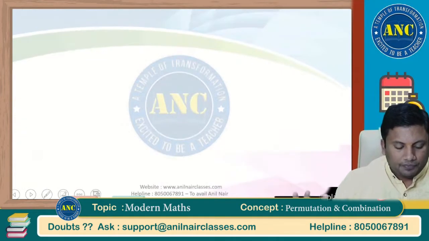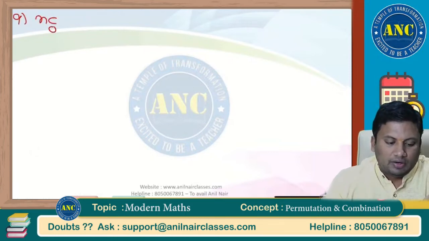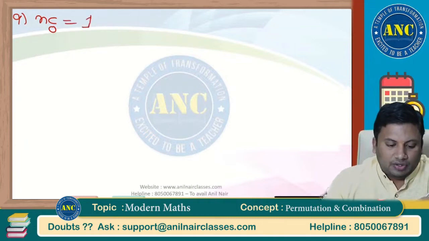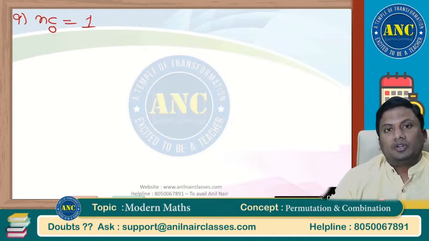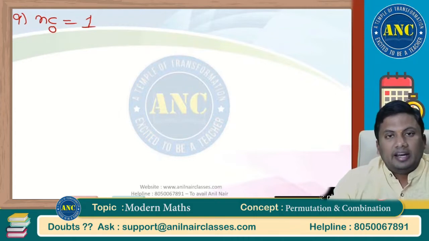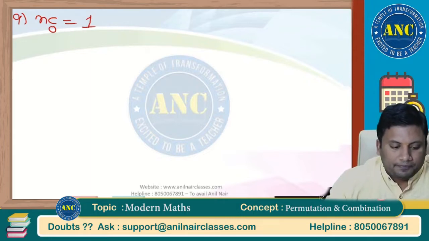Next one, ninth one. Another important property: NC0. Suppose there are n students sitting in class and I am not selecting any student. There is only one way. I entered into the class and said, how many students got greater than 95 percentile? None of the students got greater than 95 percentile, and I left the class without selecting any student. I made an announcement, not selected any, and came out. NC0 is nothing but 1.